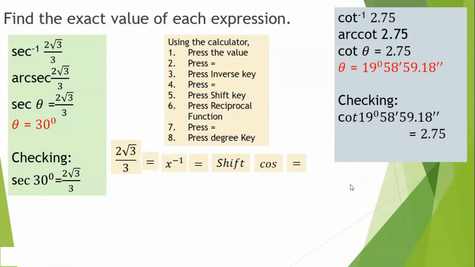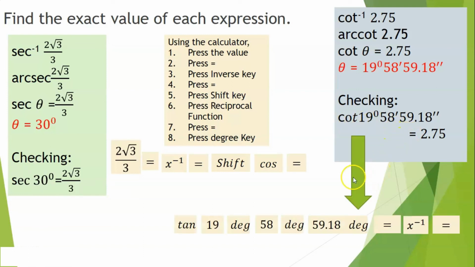Now, you might wonder how to get cotangent using the calculators. So to do that, use this. The inverse of cot is tangent. So that would be tangent. This is 19 degree key, 58 degree key, 59.18 degree key, equals, then you press inverse and equals, it will give you around 2.75. That's how you are going to do it.